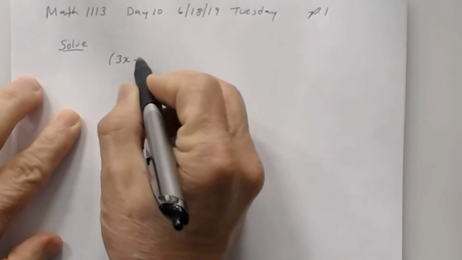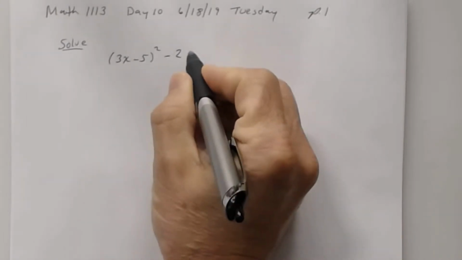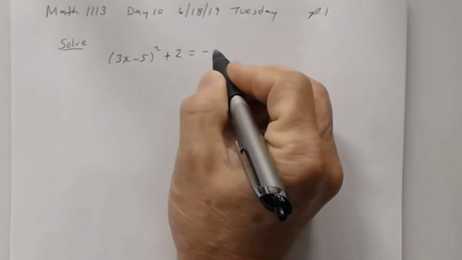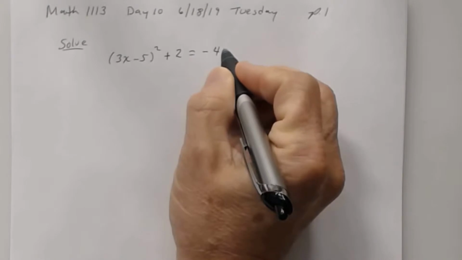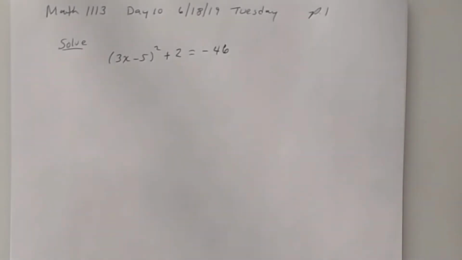Okay, so let's suppose you were asked to solve this equation. Say, plus 2 equals negative 46. The direction is going to say solve by using the square root property.